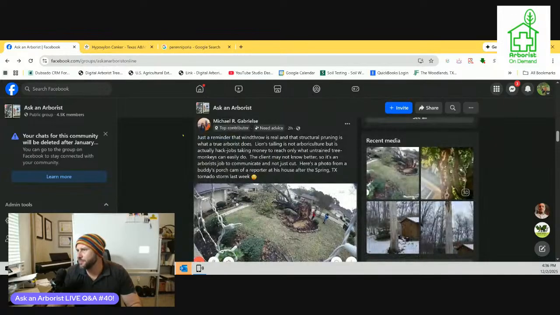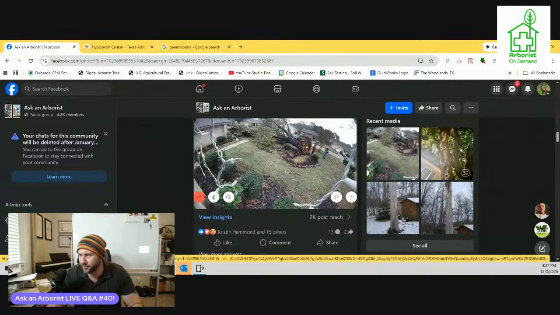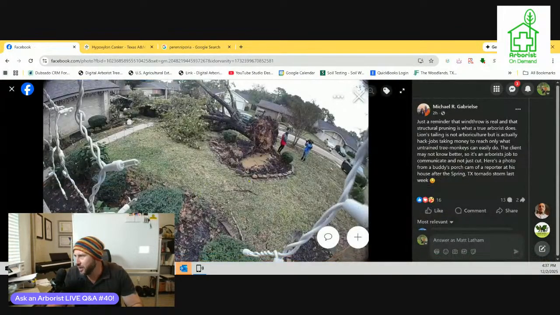But anyways, Michael's saying, just a reminder, wind throw is real and structural pruning is what a true arborist does. Now, if you notice here, this is from a Ring camera, I'm guessing, and you've got the news media outlet here doing a little interview. But if you notice, the tree has actually been lion's tail pruned in a way that leaves it very top heavy. And you can see there's a car in the back. It missed the house, thank God.